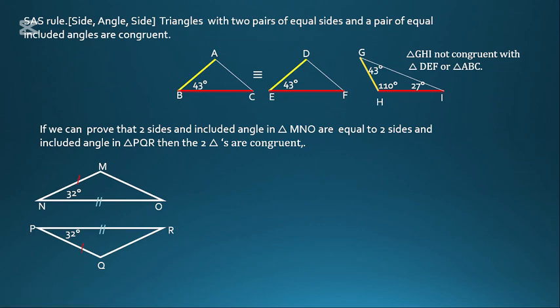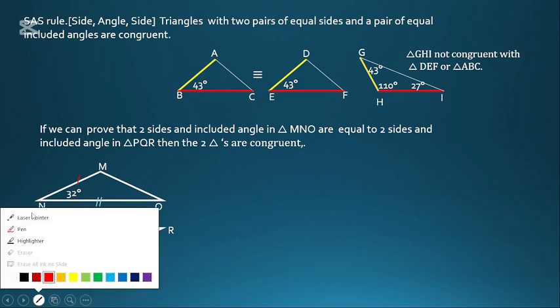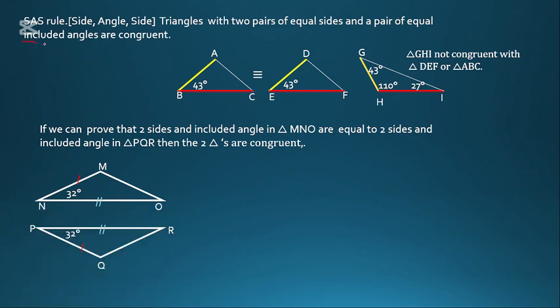Second rule. This time we have the SAS rule, side, angle, side. Now the triangles with 2 pairs of equal sides and a pair of equal included angles, right? Included angles are congruent. Now here I have 3 figures for you.